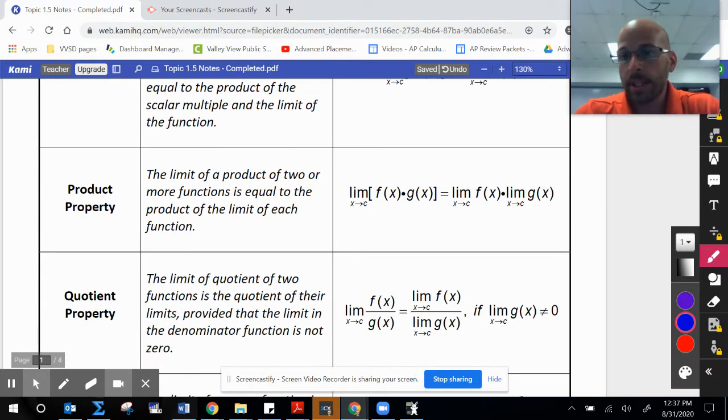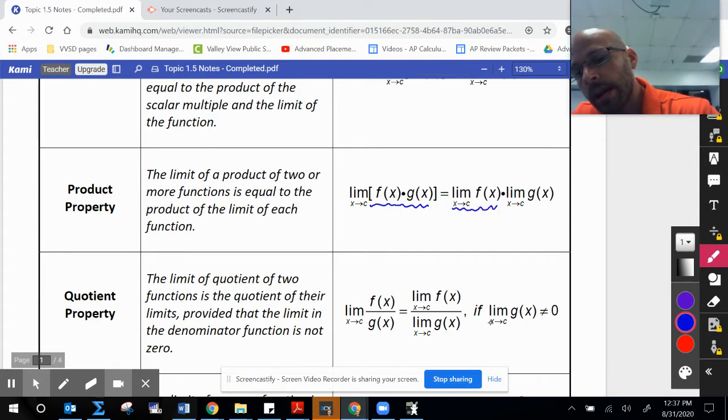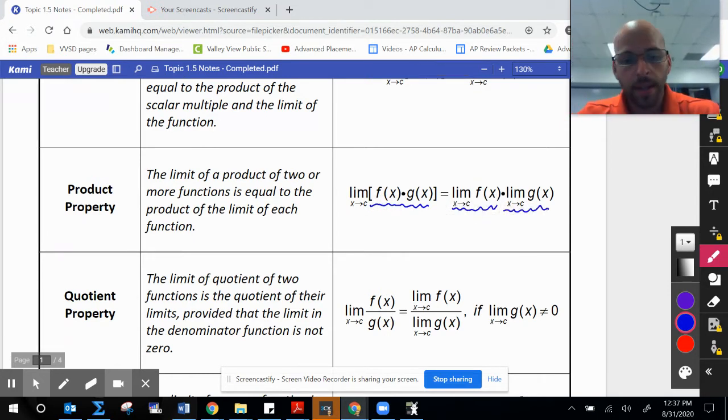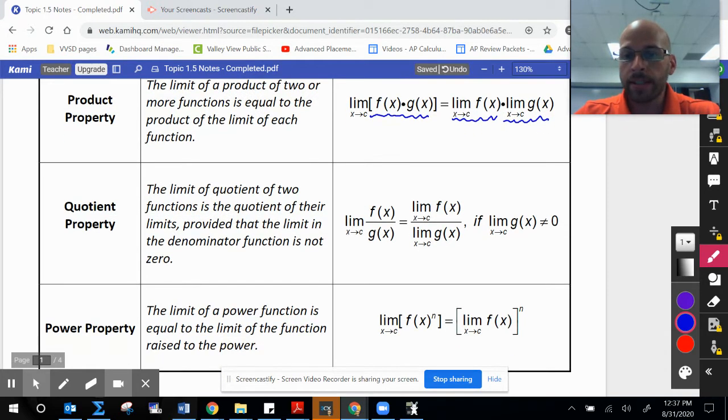Product property, similar to addition and subtraction. If you have a limit of a product of two things, you can separate it into a product of two different limits.